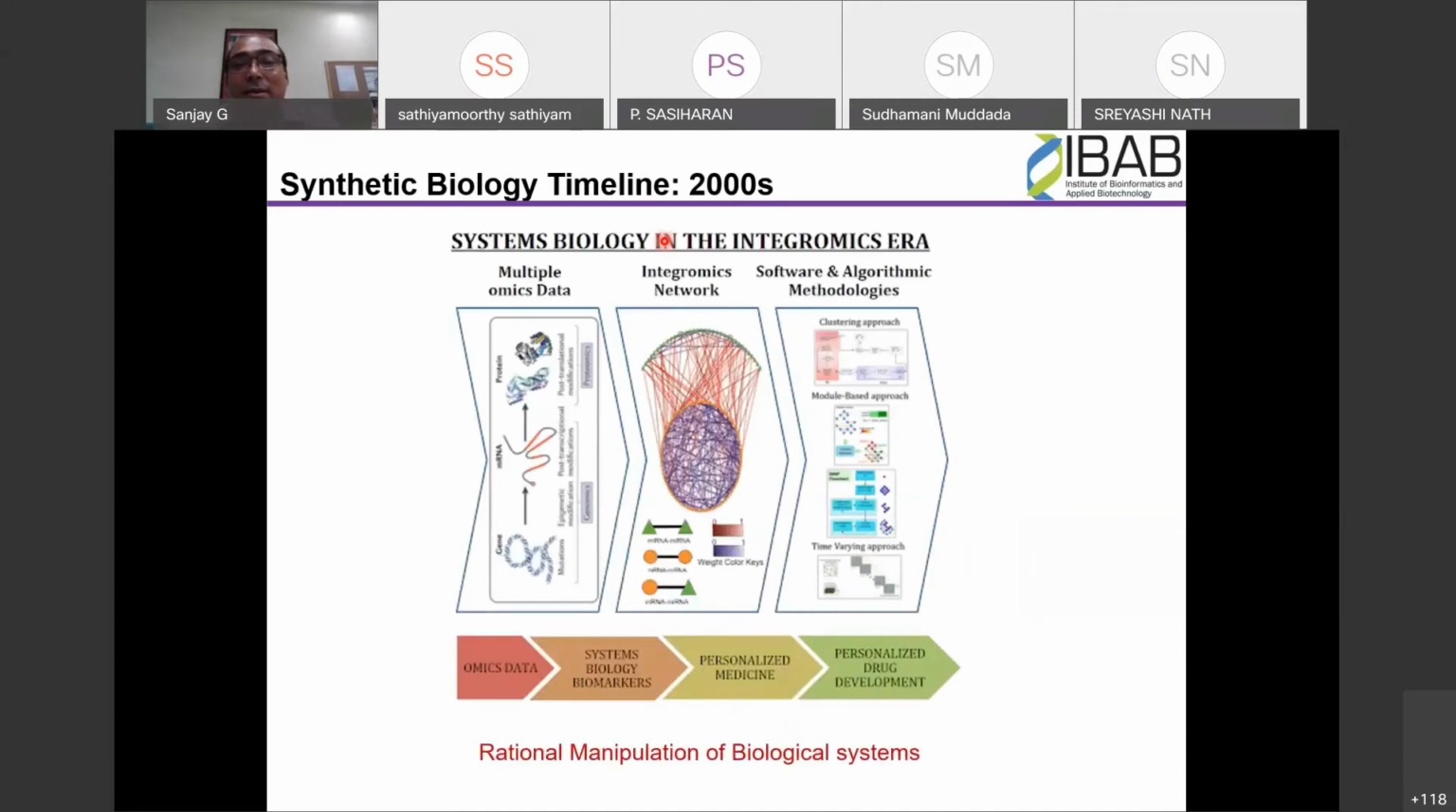Now, one small example of systems biology: we have all this multi-omics data, proteomics, transcriptomics, etc. And then these systems biologists could actually identify some markers. They could take a disease cell and a normal cell and see what changes happen in the disease cell, and thus one can identify markers. That marker can actually lead to personalized medicine.